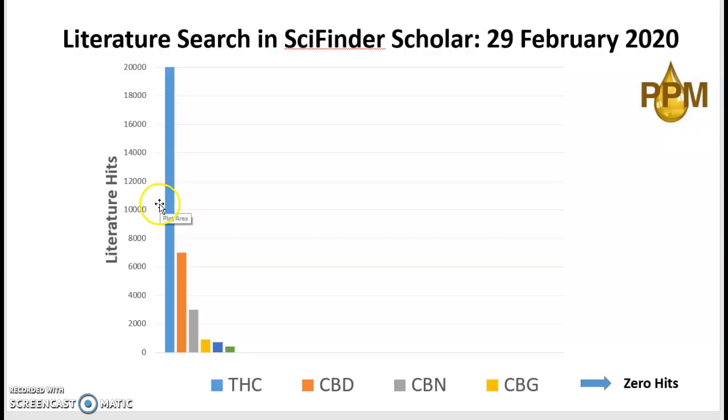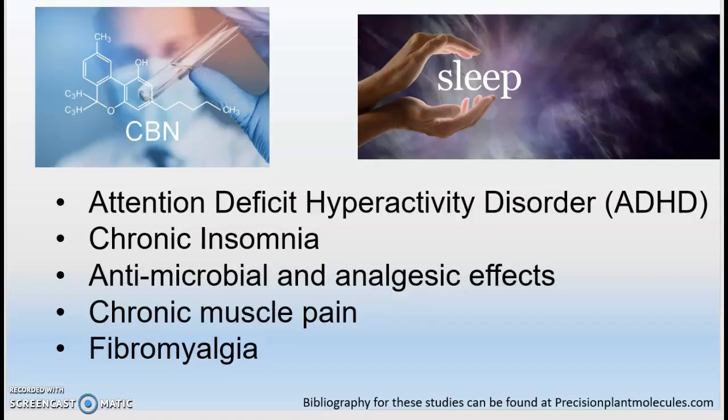When I conducted a literature search in SciFinder Scholar, I quickly noticed that THC has the most literature hits, followed by CBD, CBN, CBG, and in fact, there are many other cannabinoids that have 0 hits. Here are some properties that CBN has been shown to have in the literature. It has been shown to help with, in particular, chronic insomnia and other sleep disorders. Also, it has been shown to be an antimicrobial and has analgesic effects.